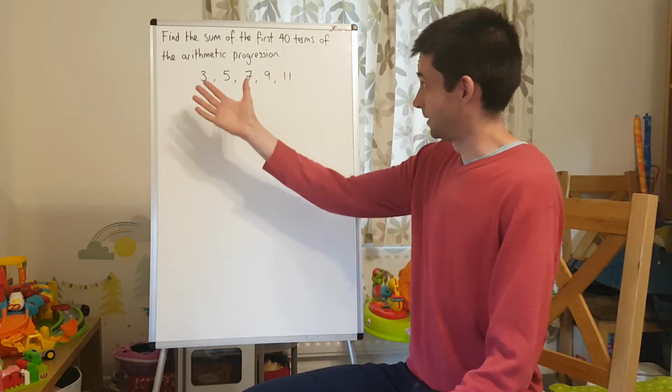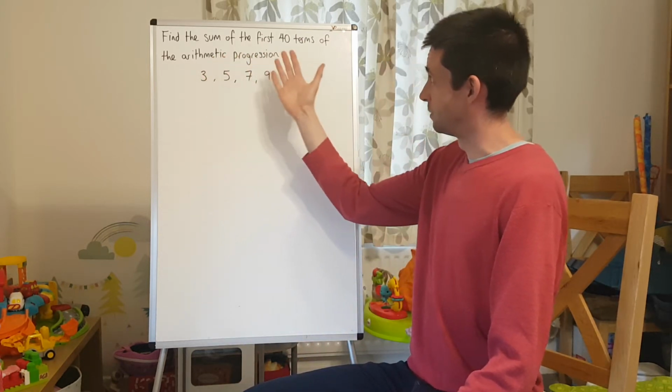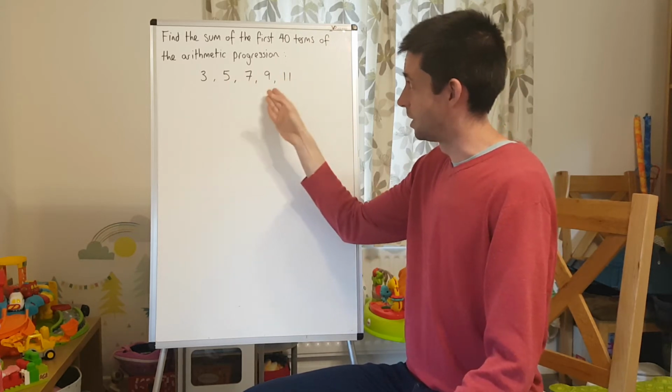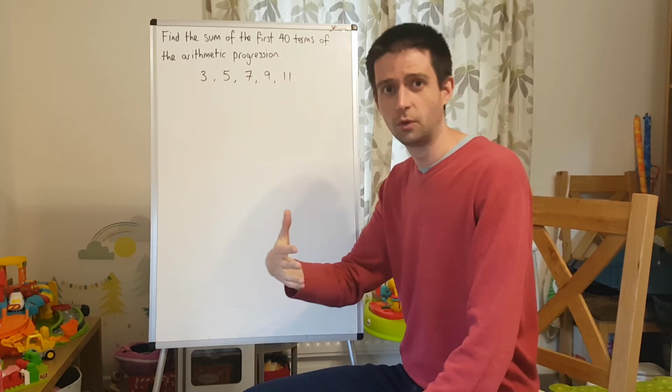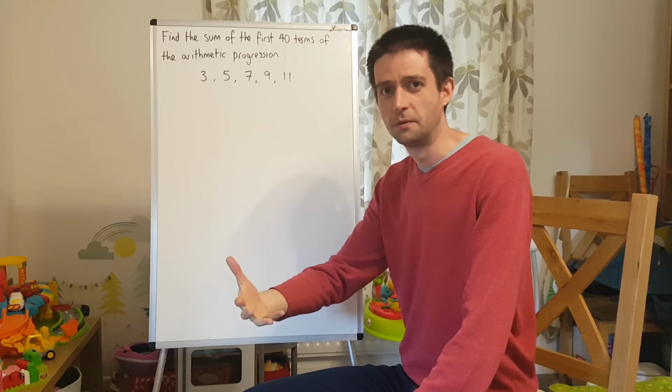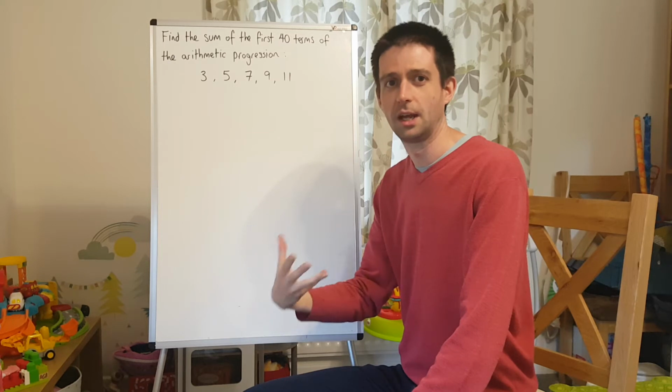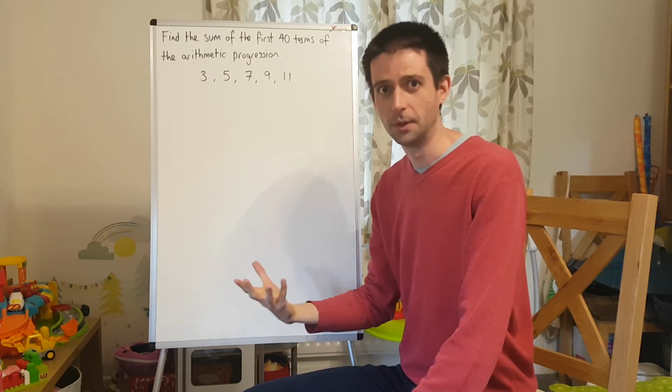This is part one of the lesson on arithmetic sequences. What I'm going to go through here is: find the sum of the first 40 terms of the arithmetic progression 3, 5, 7, 9, 11. First of all, I'm just going to talk a little bit about the language of arithmetic progressions, arithmetic sequences, what it is that makes them arithmetic and the formulae that we use when we're dealing with them.